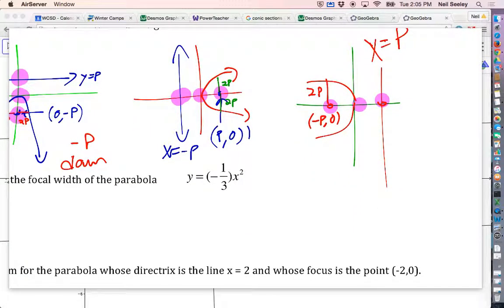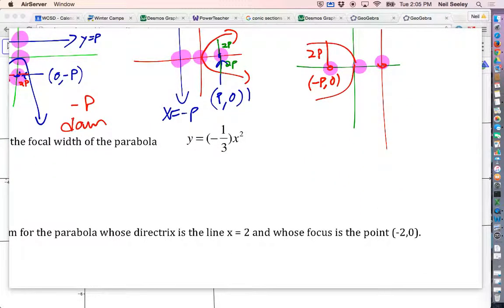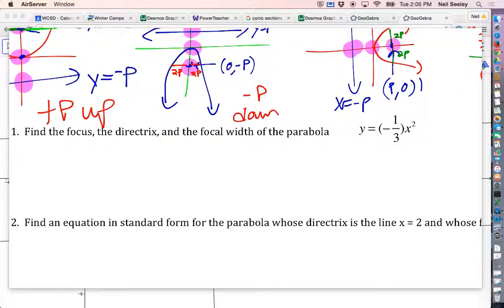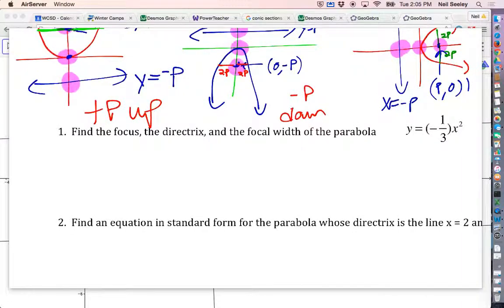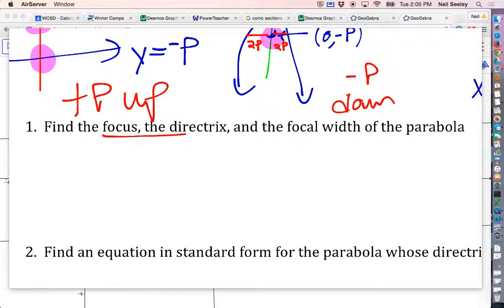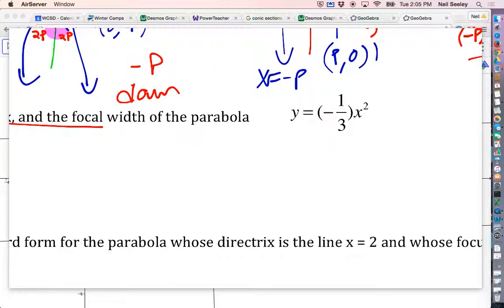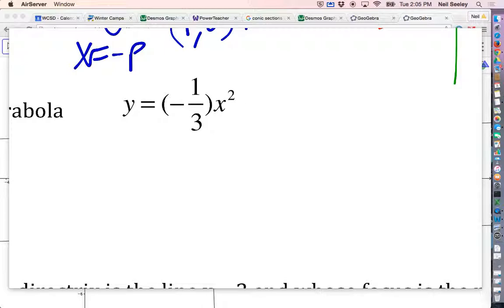Onward. Down below, I want to come up with the focus, directrix, and the focal width of this. These are all P questions, so all this stuff depends on what P is. So you've got to find this magical P. It tells you everything about this parabola. The focal length is really important.